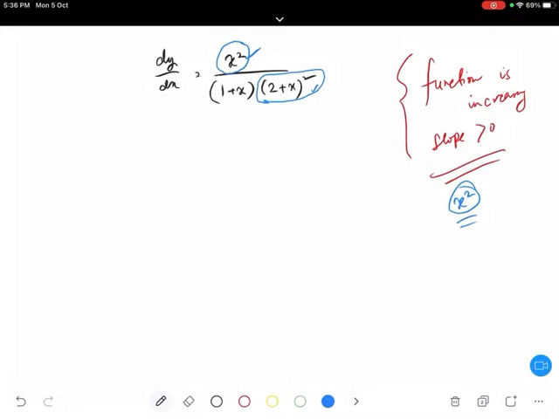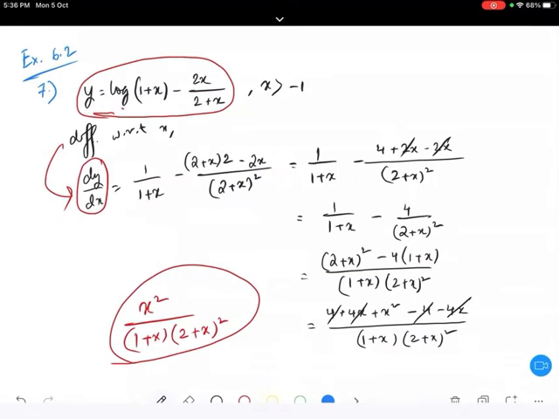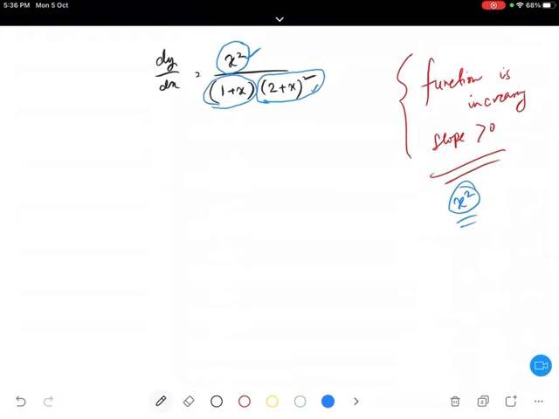Now my only problem is that 1 plus x. But you see, you look at the domain. The domain of the function is given what? x is always greater than minus 1. X greater than minus 1 means what? 1 plus x is greater than 0. Yes or no? If you take minus 1 this side, I get 1 plus x greater than 0, right? So 1 plus x is also positive.